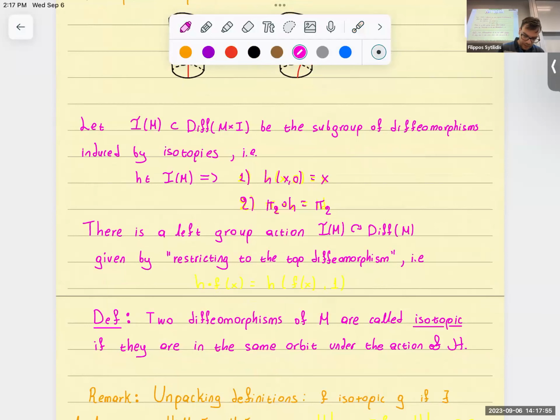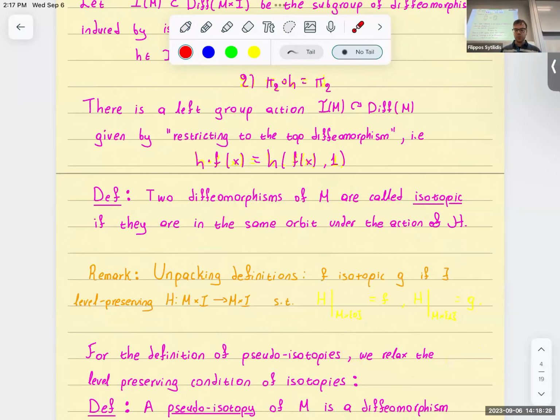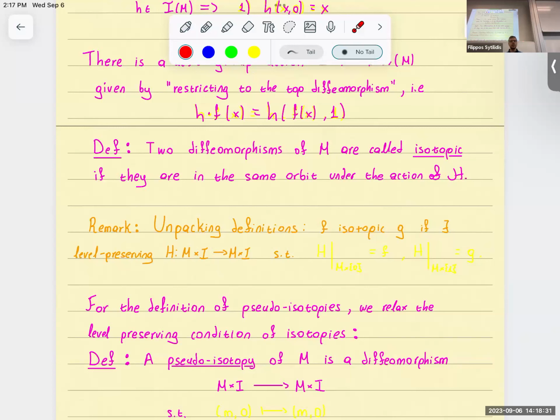Namely, if H is an isotopy, the action of H on f of x is going to be the value of H on f of x comma 1. In these pictures, I'm just looking at the top diffeomorphism that I get from my isotopy, and I compose with that. That's what the action is. And two diffeomorphisms are going to be called isotopic if they are in the same orbit under this action.